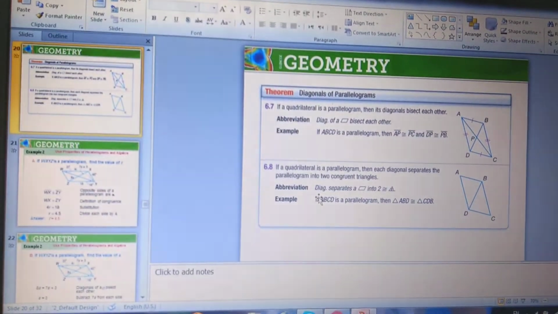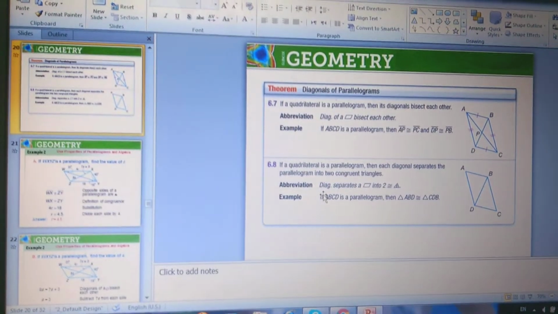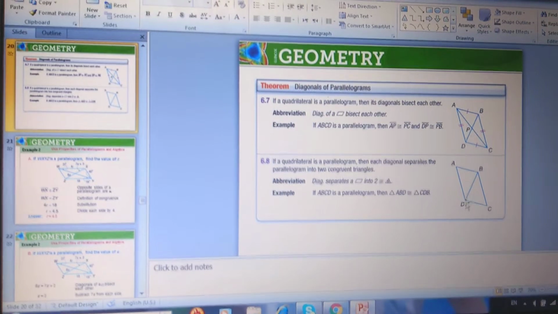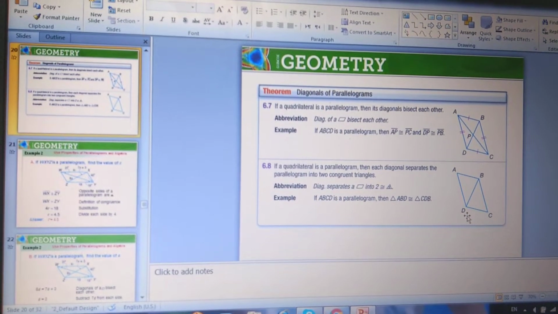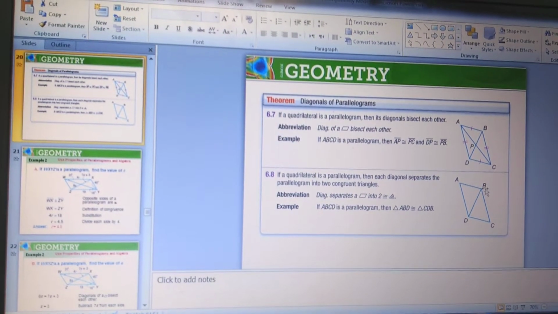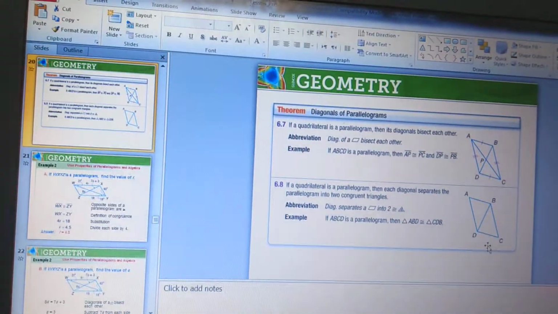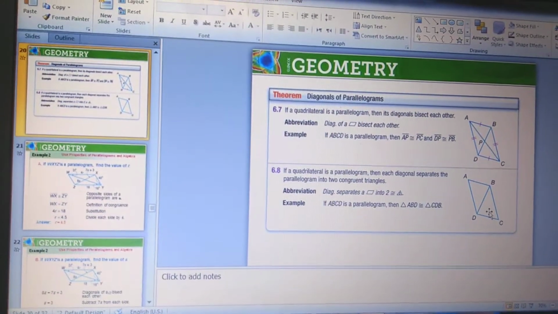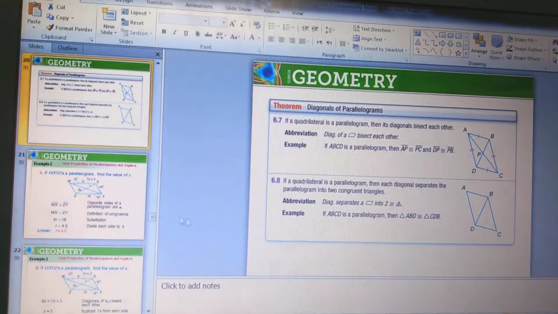If a quadrilateral is a parallelogram, then each diagonal separates the parallelogram into two congruent triangles. When we have a parallelogram and we draw a diagonal like here, BD, then I will have two congruent triangles. This means triangle ABD and triangle CBD, this one and this one, are congruent. And we know congruent triangles have equal sides and equal angles.